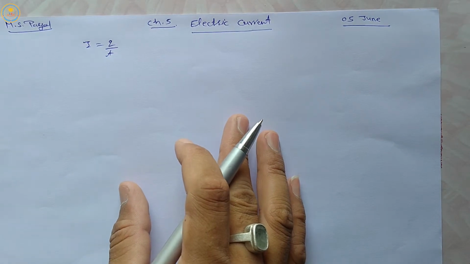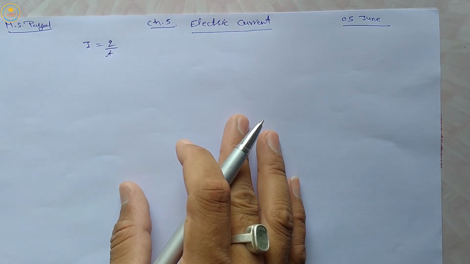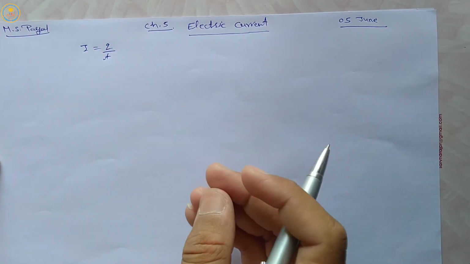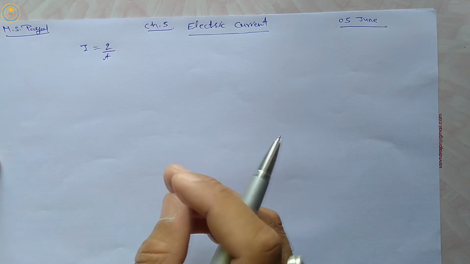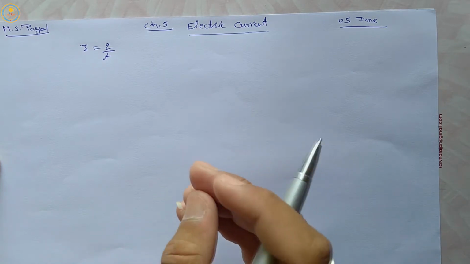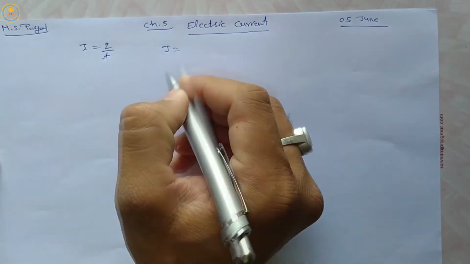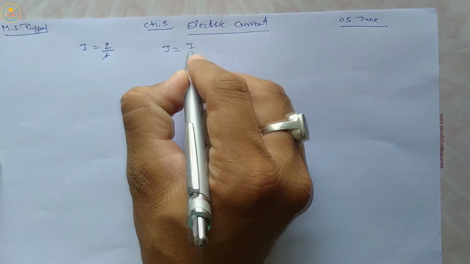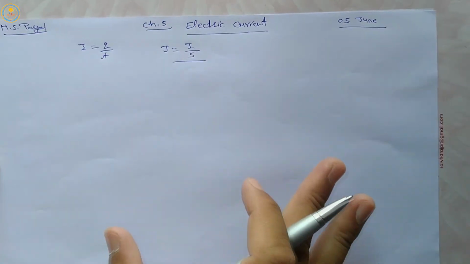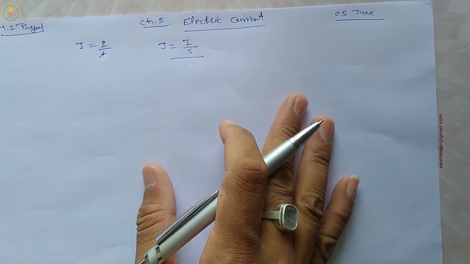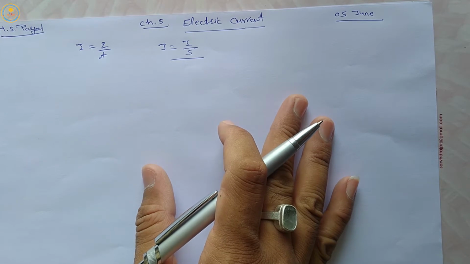Next we study current density. The electric current flowing through the unit cross-sectional area is called current density. Current density is denoted by J. So J is equal to I upon S. In this sequence, next we study drift velocity.